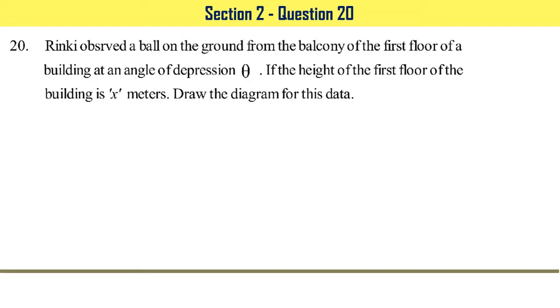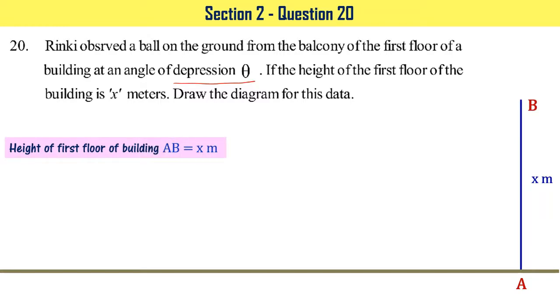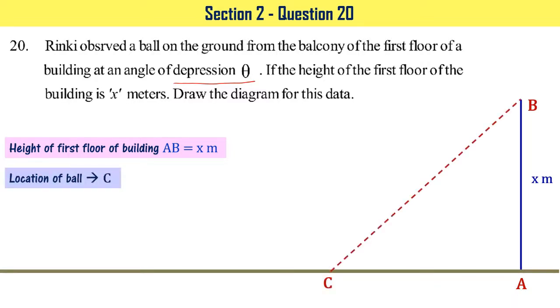Rinki observed a ball on the ground from the balcony of first floor of a building at an angle of depression theta. If the height of the first floor of the building is x meters, draw the diagram for this data. So Rinki observed the ball on the ground from balcony of first floor of a building, right? Let's say that height of the first floor of the building is AB equal to x meters, right? And Rinki has observed the ball from the first floor at an angle of depression theta. Let's say that location of the ball is C.